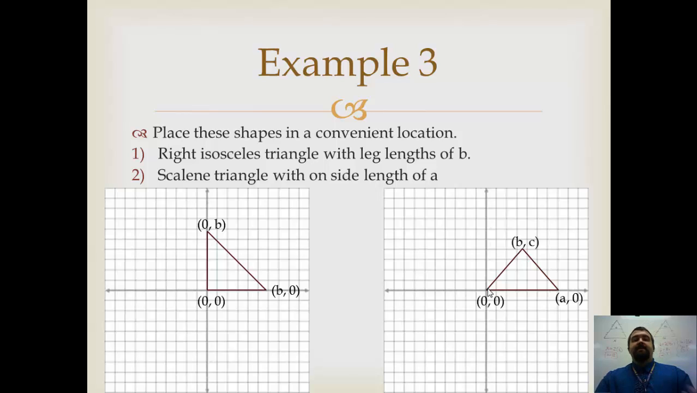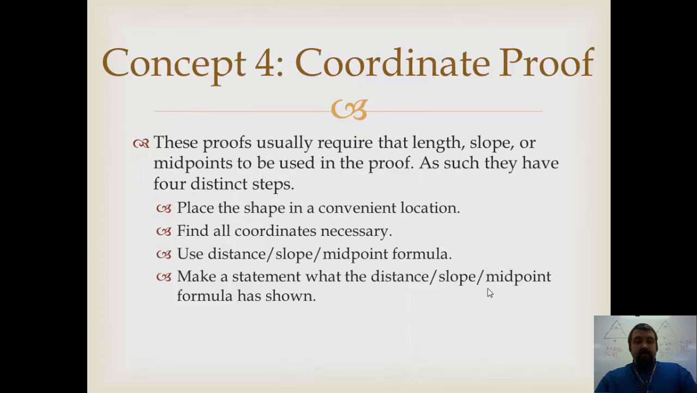Alright, now that we know how to place a convenient triangle for our proof, a coordinate proof has 4 basic steps. The first one is to place the shape in a convenient location. Sometimes they'll give you coordinates like I do in the next problem, sometimes they don't. Then after that, you find all coordinates necessary. Sometimes instead of using A or B or C, you'd be using like 2A or 2B or 2C. And that's just because sometimes it's better to have double because you'll be taking half from the midpoint formula.